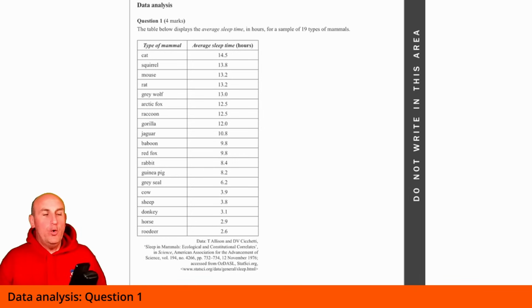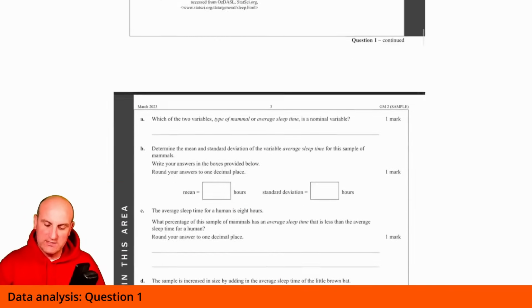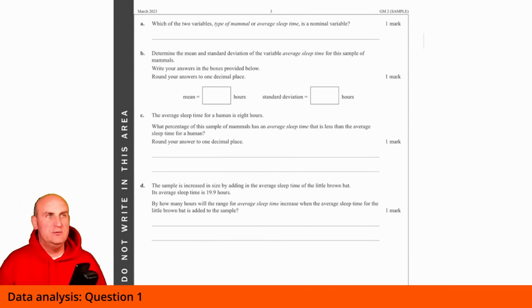Question number 1, 4 marks. The table below displays the average sleep time in hours for a sample of 19 types of mammals. Which of these 2 variable types, type of mammal or average sleep, is a nominal variable? I remember nominal as having no order, which means it's categorical. Average sleep time is numerical. So in this situation, I'm just going to put type of mammal.